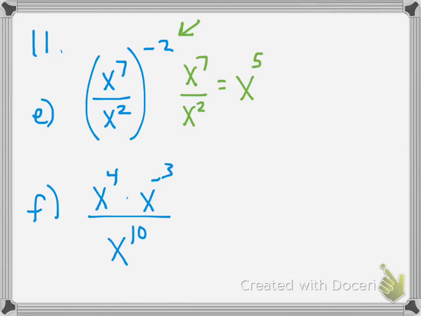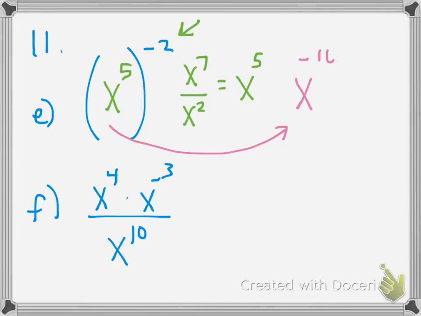So if I rewrite my expression now, in fact, I'm just going to use my eraser here. Instead of x to the 7th over x squared, I'm going to replace it with x to the 5th. So now if I simplify my expression, I'm applying another property. I have a power raised to a power, and the property says that we multiply the exponents. So this is 5 times negative 2, which is negative 10.